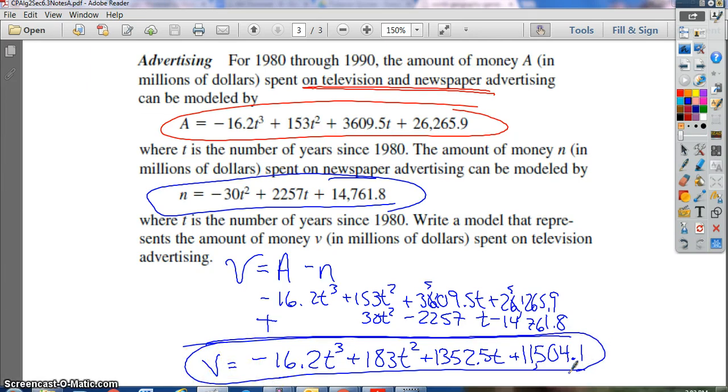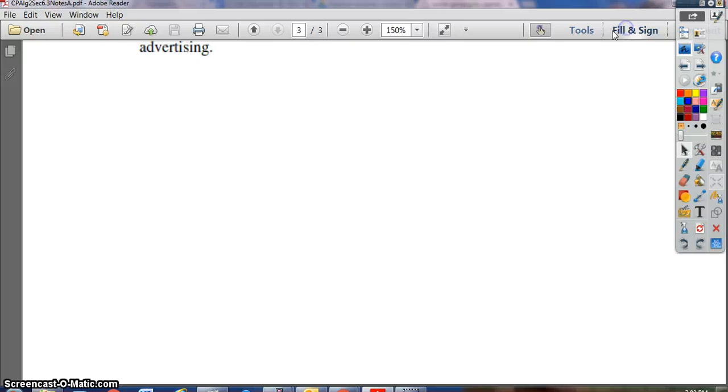So it's a lot of words. It sounds complicated, but like I said, all you're doing is taking this A value and subtracting the N value. And I believe that's everything for this section.